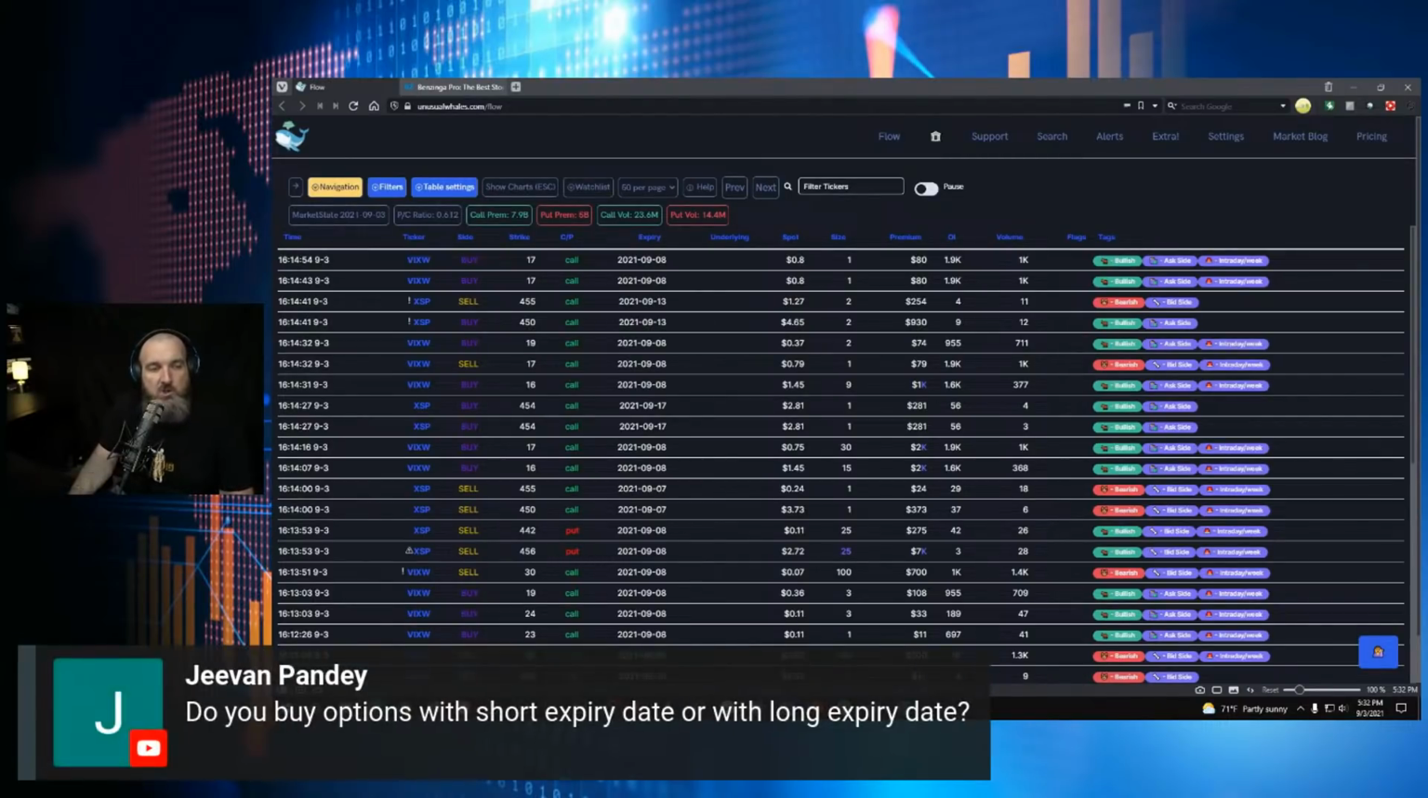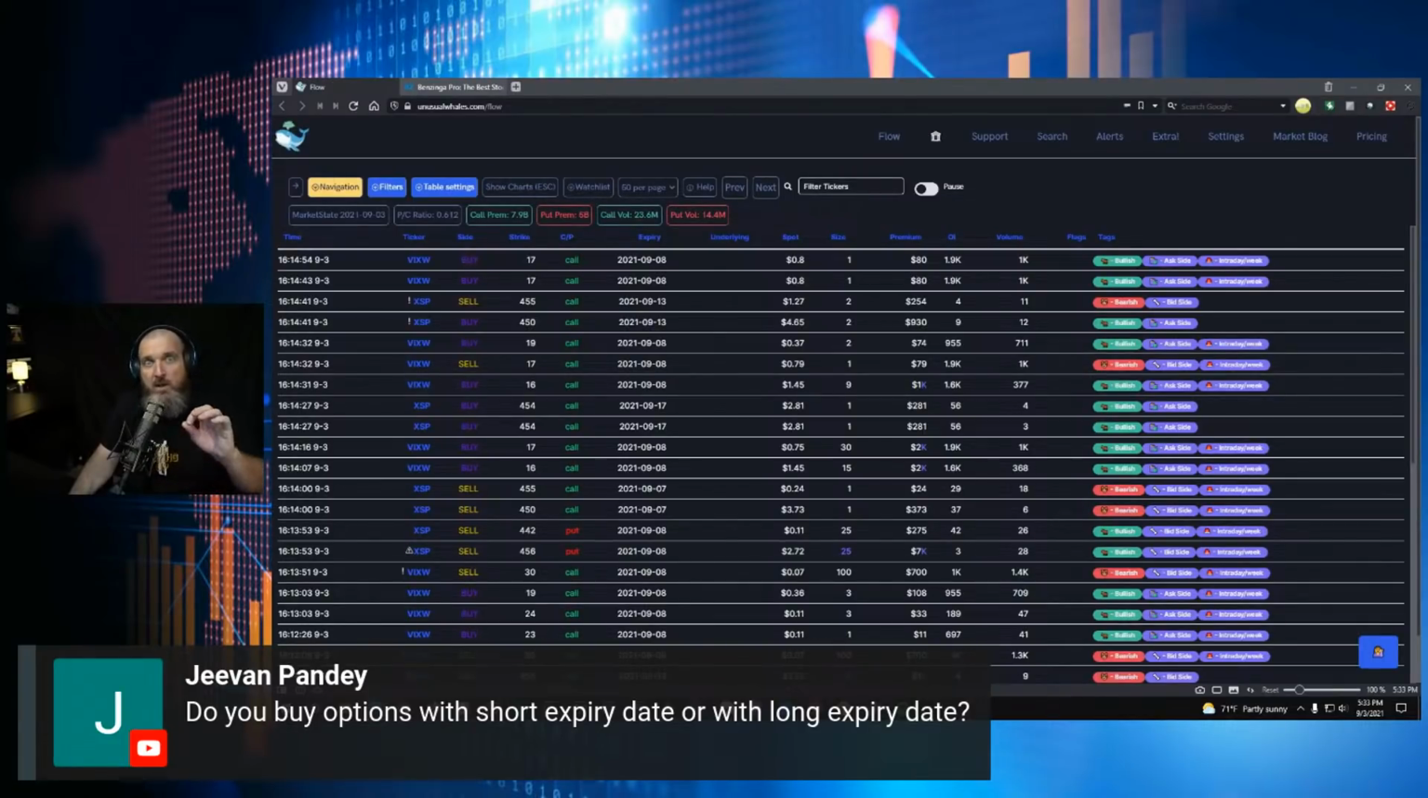Do you buy options with short expiry date or with long? I do both. When I'm scalping options, I am primarily focused on that week. Or if they don't have weeklies, then I'm focused on the closest expiration. All of the big tickers, though, have weeklies: Apple, SPY, QQQ, Tesla, things like that. Options have the third Friday of every month as the monthly expiration. And then most, but not all tickers have weekly expiration.